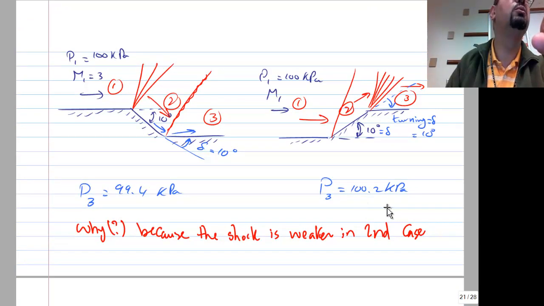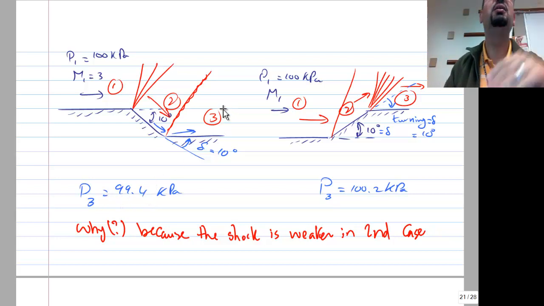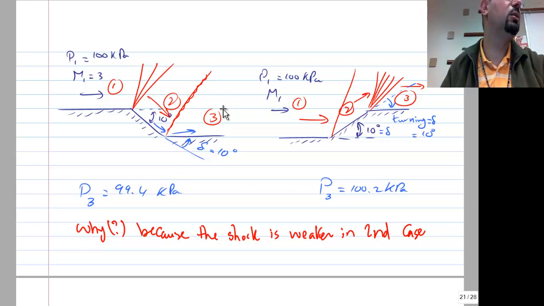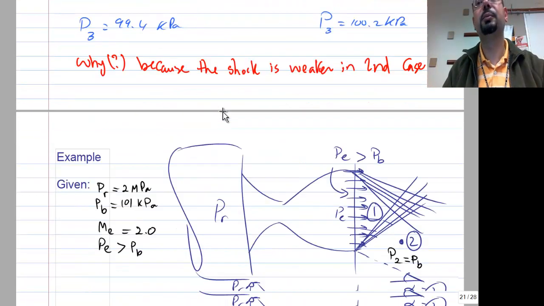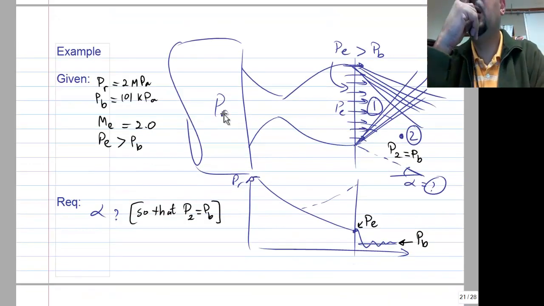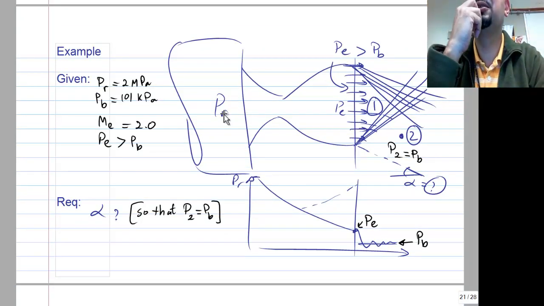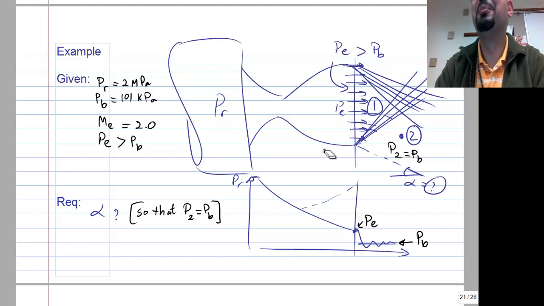99.4, 100.2. What happened? Exactly what John said, that this shock is stronger. It will waste a little bit more pressure, P naught wise. That's why P3 after it doesn't go up that high. All right? Questions? So, I want to finish with this. We still have 10 minutes, right? 5 minutes? 7 minutes. You'll get it right in a minute.